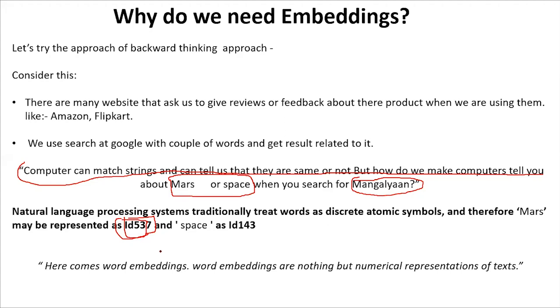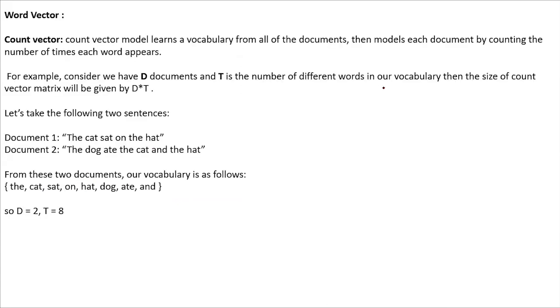So basically, word embeddings are nothing but numerical representations of text. If I say, hey, how are you? The machine will convert it into a numerical representation and feed it to the algorithm, or whatever architecture, or maybe the deep learning NLP model I'm using.